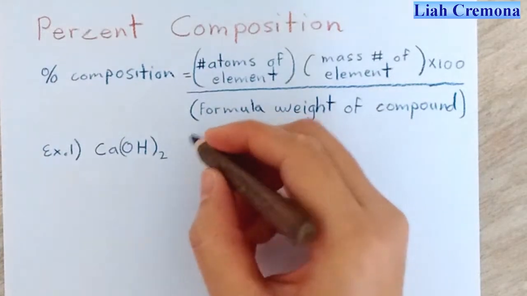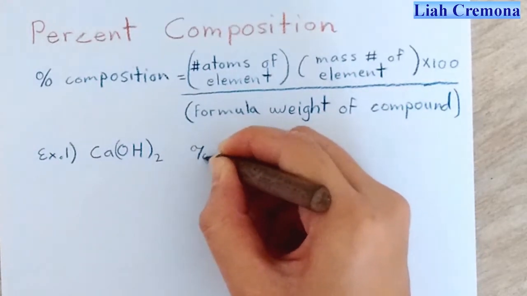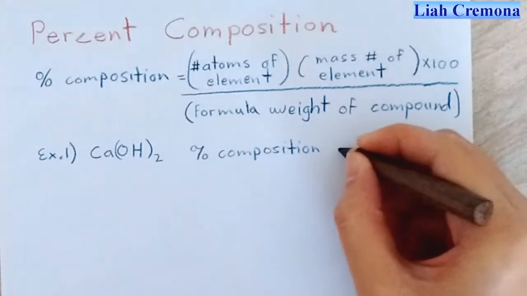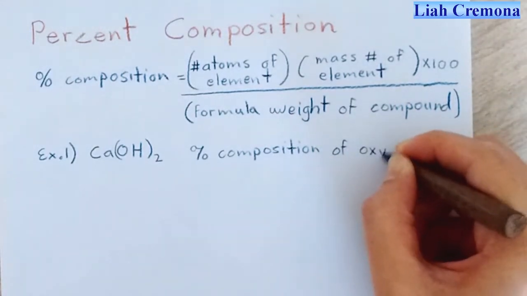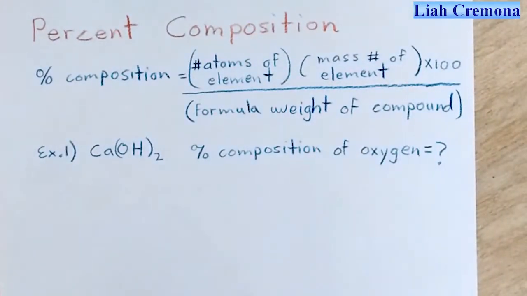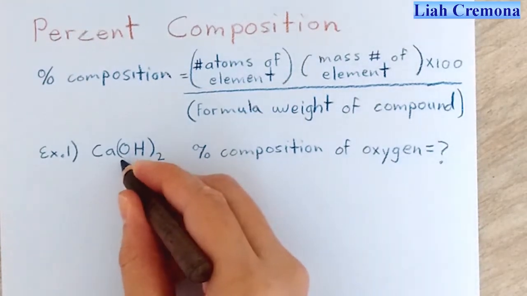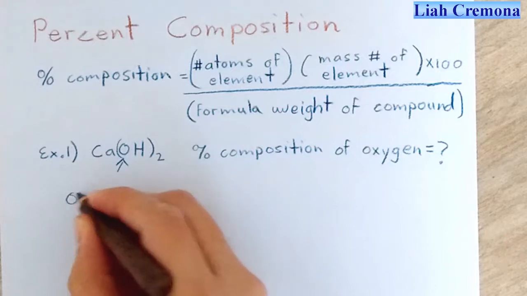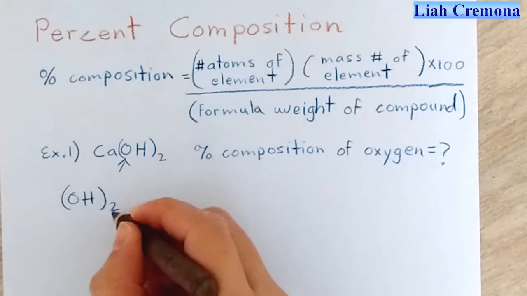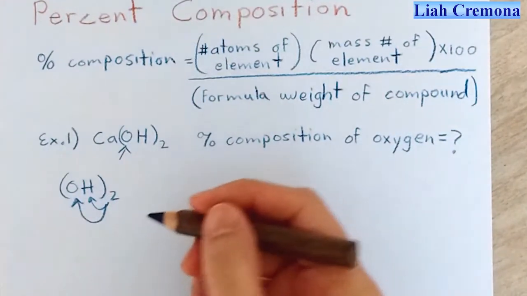So what is the percent composition of oxygen in calcium hydroxide? To do this, we need to first find the number of atoms of that element. Here we're looking at oxygen. Oxygen is in here. So this 2, outside of the parentheses, applies to the hydrogen and also applies to the oxygen. So we know that there are 2 atoms of oxygen.